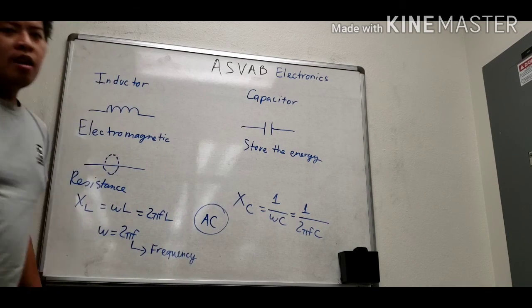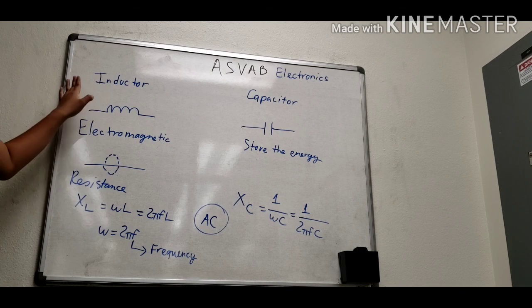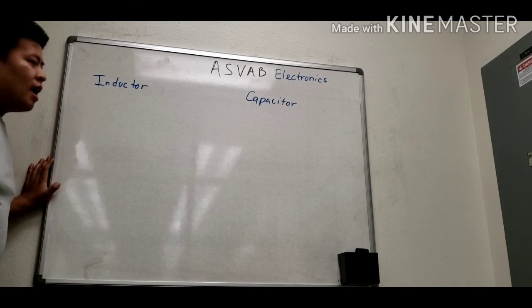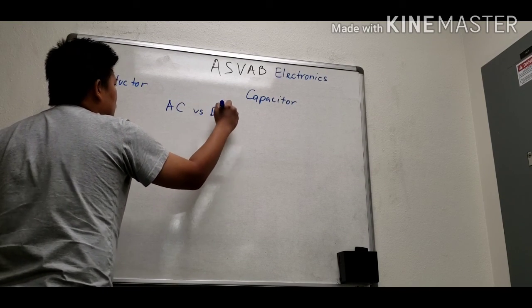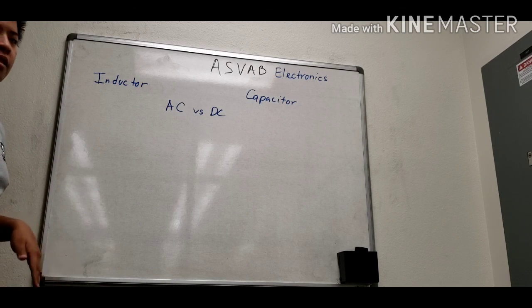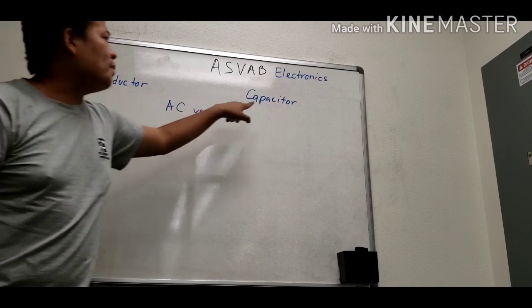That's alternating current. And we need to learn about the difference between inductor and capacitor, because that's on the ASVAB test. Now let's see about AC and DC. I will talk about which one will be blocked between the AC and DC if they go through inductor and capacitor.